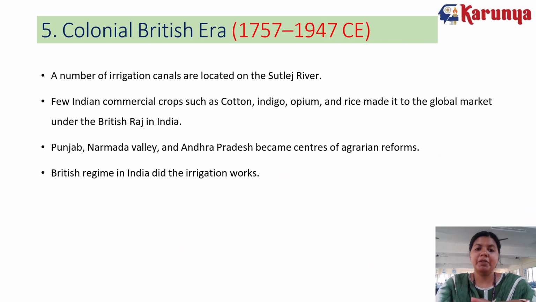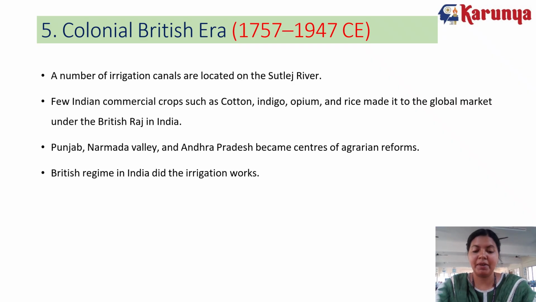Next came the colonial British era from 1757 to 1947. During this British period, agriculture in India changed mainly towards commercial purposes. The British introduced irrigation canals, especially in North India, and many canals were constructed on rivers like the Sutlej, which helped in improving irrigation. They also encouraged farmers to grow commercial crops instead of food crops, like cotton, indigo, opium, and rice. And these crops were exported to foreign countries for British industries.